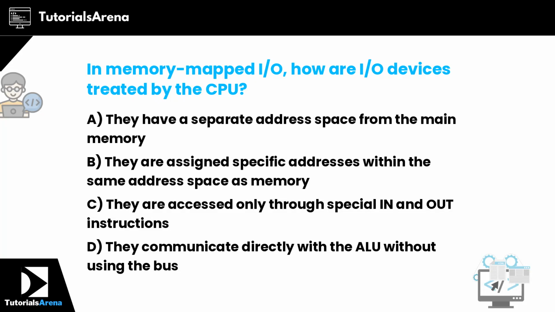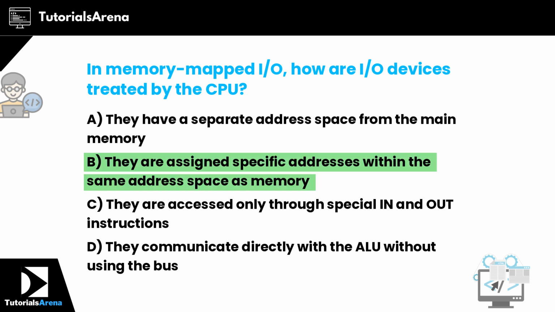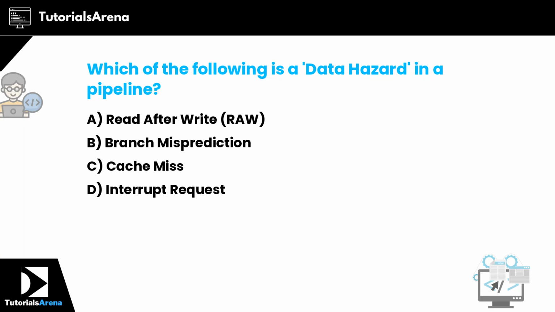In memory mapped I/O, how are I/O devices treated by the CPU? The correct answer is option B. They are assigned specific addresses within the same address space as memory. Which of the following is a data hazard in a pipeline? The correct answer is option A, read after write, RAW.